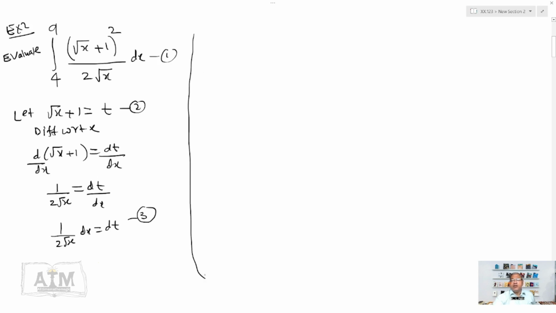Now putting 2 and 3 in equation 1, we have I equals, now don't write the limits, we have to change the limit because we have gone for the substitution method. In the substitution method, limits are changing. So here in place of root x plus 1, you can write t, so it is t square, and 1 upon 2 root x dx is gone. In that place, dt will come. Now we'll do the integration, but before doing the integration, we have to decide the limits.